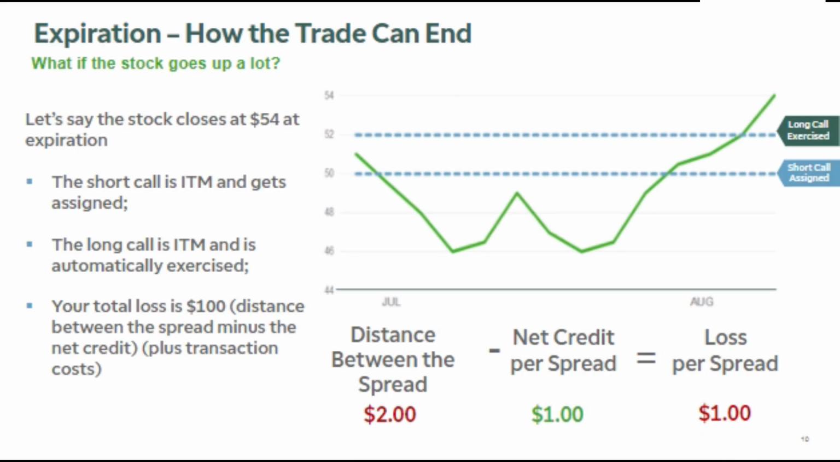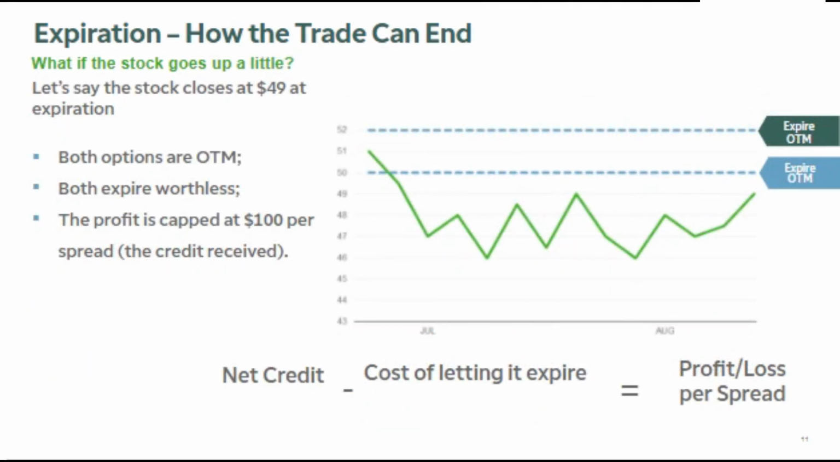Best case scenario, like we already discussed, we were right. The stock was trading at 46. We sold the 50/52. Now in this case, it closes at 49. Well, it's still out of the money. So we have our net credit. $0 does it cost for us to let it expire worthless. So we keep max profit of $1 there.